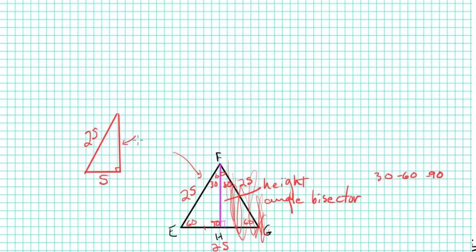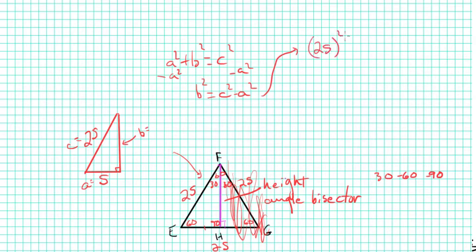Okay, so now all we need to do is find this missing side. Well, once again, a squared plus b squared equals c squared. So c is equal to 2s, a is equal to s, and b is equal to, we don't know yet, we haven't figured it out. So we've got b squared here, so if I subtract a squared from both sides, we know that b squared is equal to c squared minus a squared. Well, what is c squared? C squared is equal to 2s quantity squared.